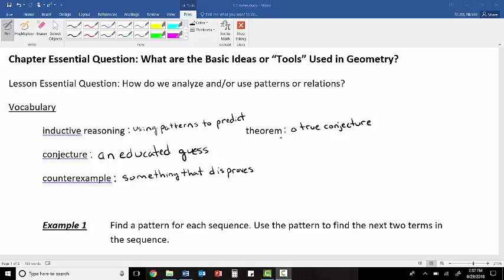So inductive reasoning is basically when you see a pattern and you make a prediction based on that pattern. So if I said 2, 4, 6, you're probably thinking the number 8. You just used inductive reasoning to make that prediction.